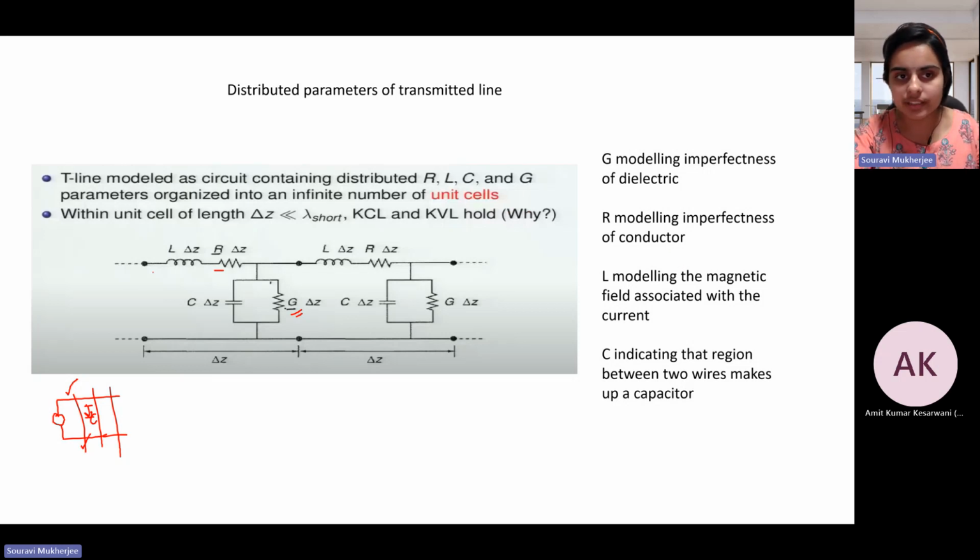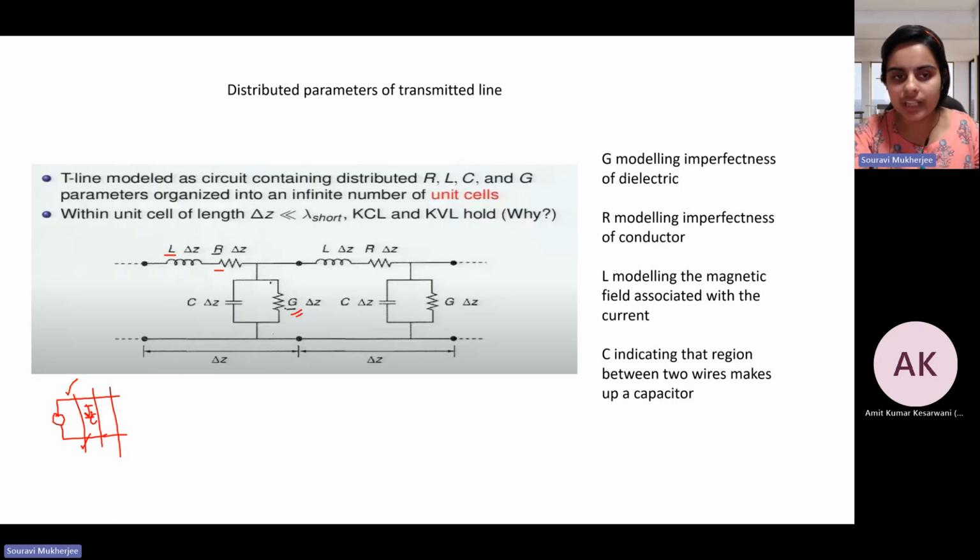Now, why do you have to consider L? It's because there's some current flowing through this conductor, right? You can think of whenever there is a current flowing through it, the resultant magnetic field can have a net inductance. Because of that, now you have an L. So L models the magnetic field that is associated with the current.